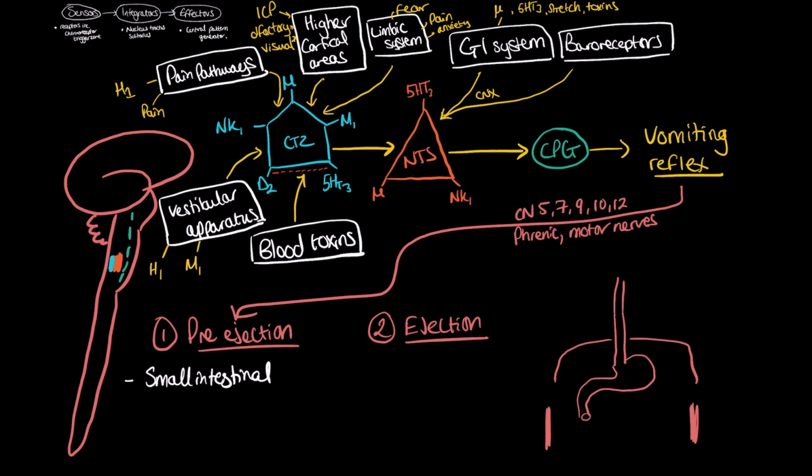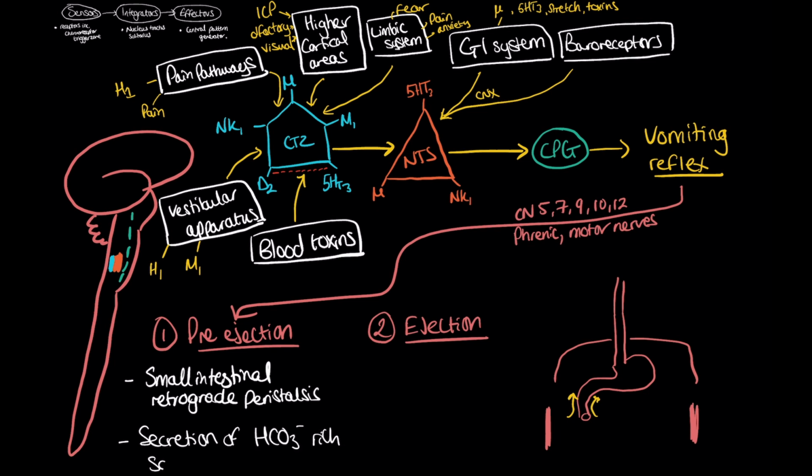In the pre-ejection phase, muscles of the small intestine contract in a retrograde fashion, and therefore the contents of the small intestine will be pushed back into the stomach. Then there is the secretion of saliva in the mouth, which is rich in bicarbonate, or HCO3-, which will prepare the mucosa of the mouth to be protected from the acid that's about to come back up.